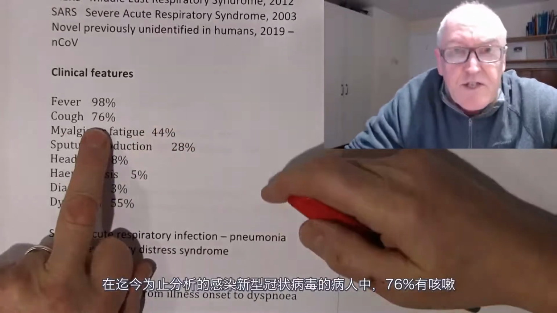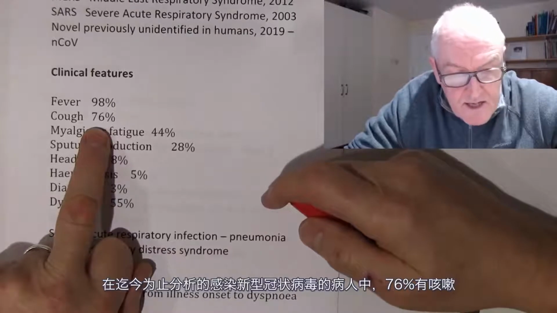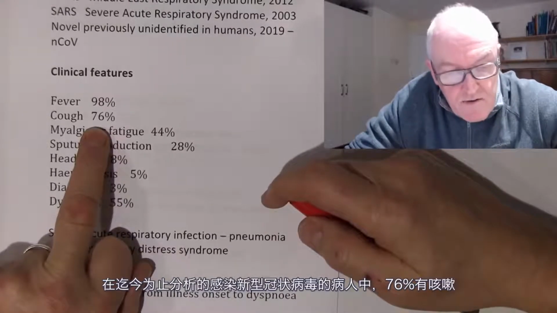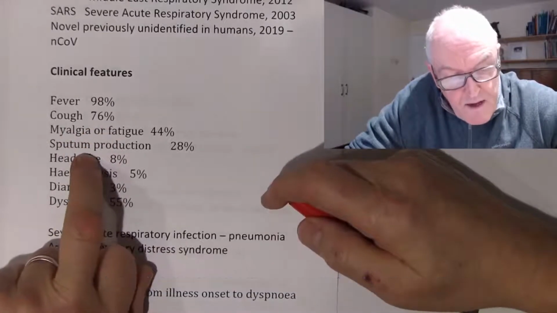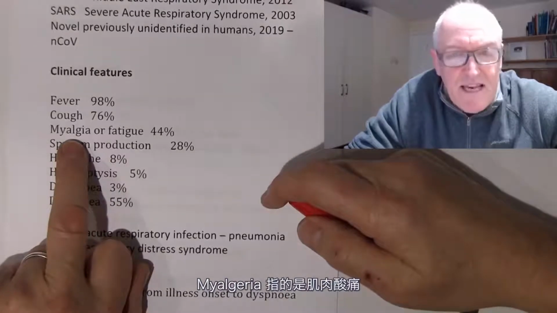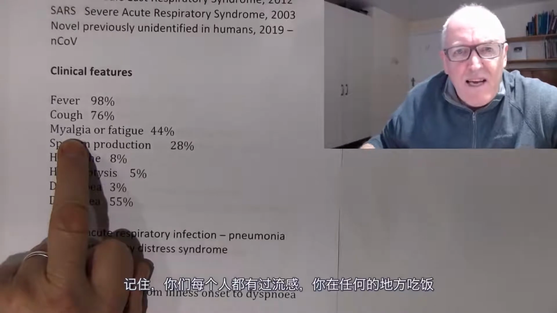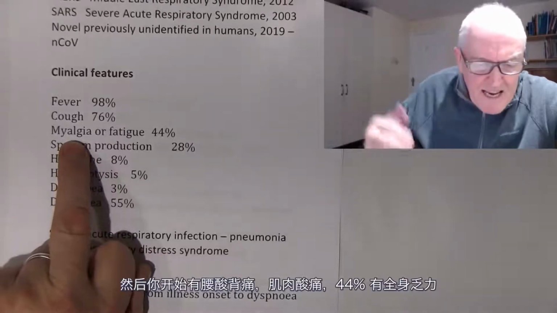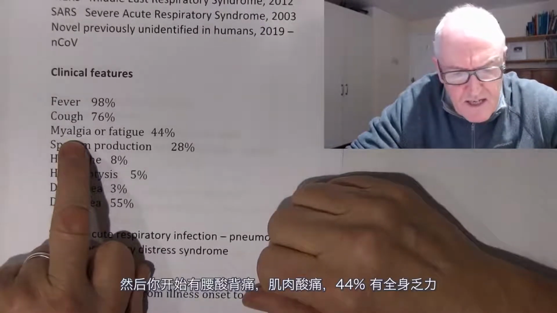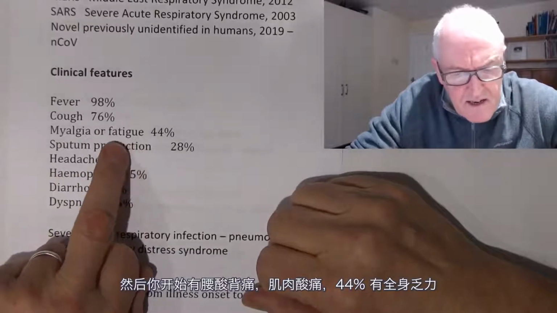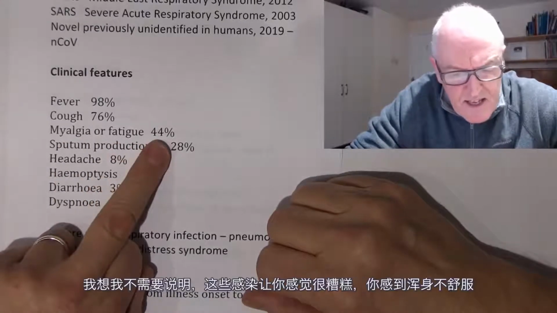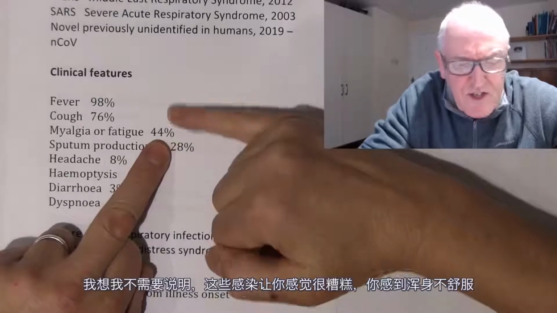76% of the patients so far analysed who've been affected with novel coronavirus have had a cough. Myalgia is pain in the muscles. Remember, you've had flu and you just ache everywhere. You start getting an achy back and achy limbs. Myalgia and fatigue, 44%. And I think it goes without saying with these infections, you just feel awful.